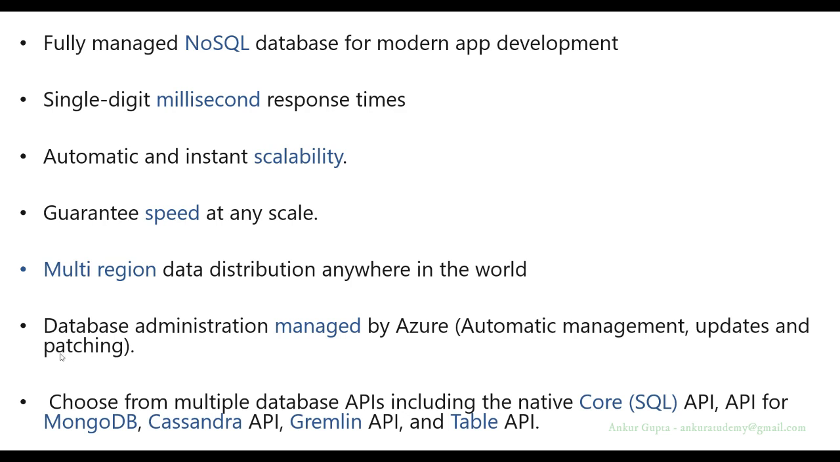Now, one of the most important features of Cosmos DB is that it has multiple database APIs included, like Core SQL API, MongoDB API, Cassandra, Gremlin API, and also the storage table compatible APIs.